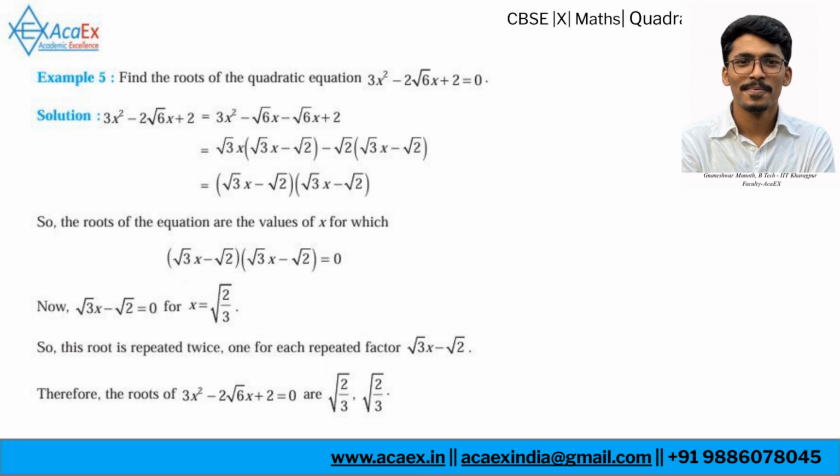Solution: we split the middle term into minus the square root of 6 times x and minus the square root of 6 times x. The equation factors into (the square root of 3 times x minus the square root of 2) times (the square root of 3 times x minus the square root of 2) equals 0. Since the factors are identical, there is one repeated root. The root is x equals the square root of 2 divided by 3.